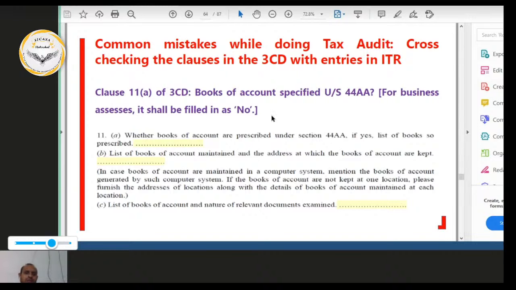Then 11A, books of accounts specified under 44AA, I elaborated this already. Only for 44AA cases, that is specified professionals only, you put yes. In all other cases you put no.